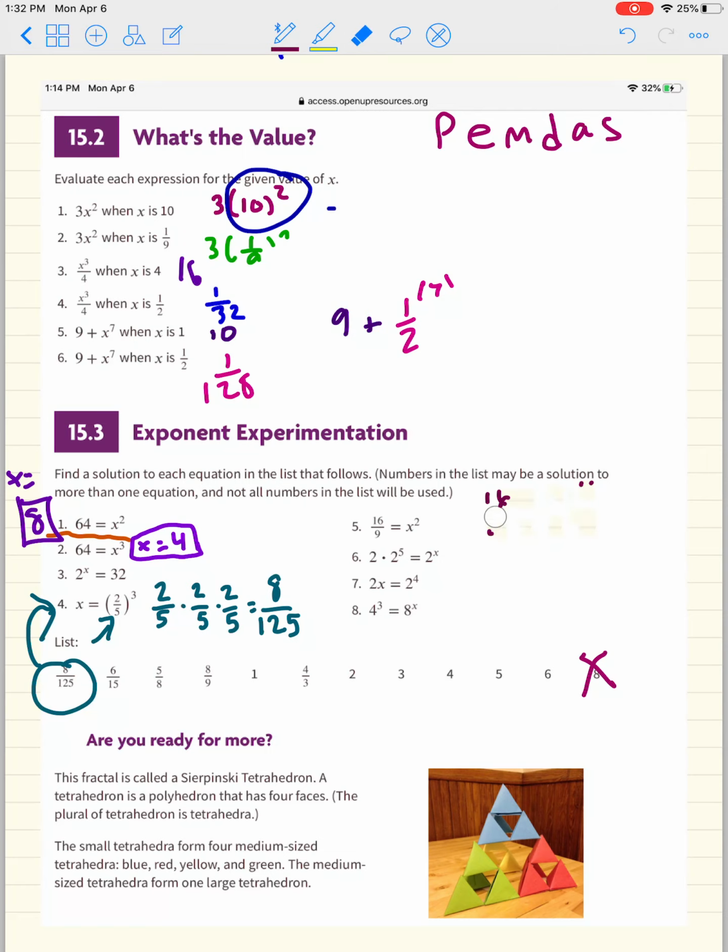And so, let's see, if you had 4 over 3 times 4 over 3, you would end up with 16 over 9. So number 5 is going to be 4/3. Okay, I think that you guys can do the rest on your own.